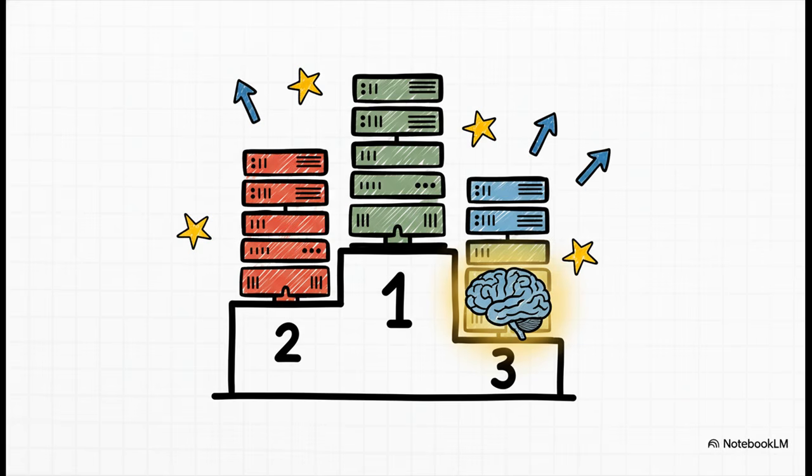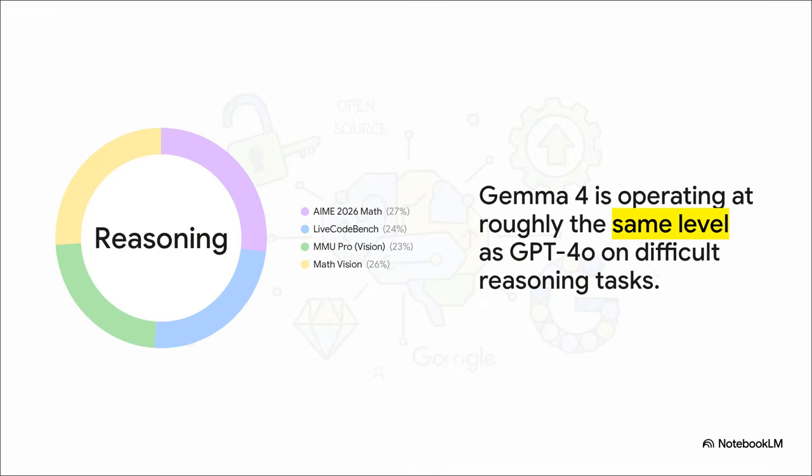And the 26 billion MOE version? It's right on its heels with a score of 1441. And when we zoom in on the tough stuff, like reasoning, the numbers hold up. We're talking nearly 90% on difficult math problems and 80% on coding challenges. Now, just for some perspective, when GPT-4o first launched, it scored about 88.7% on the MMLU benchmark. So yeah, Gemma 4 is performing at pretty much the same level, except it's completely free and open source.